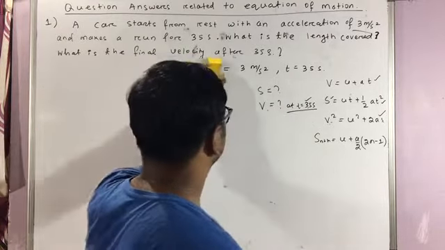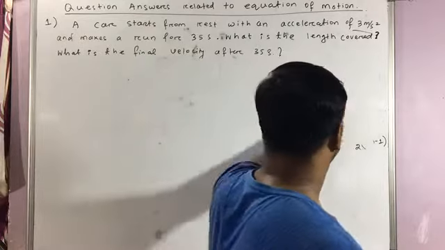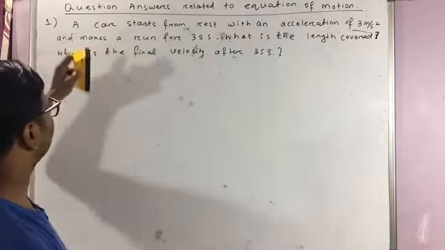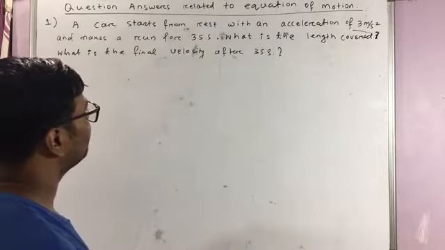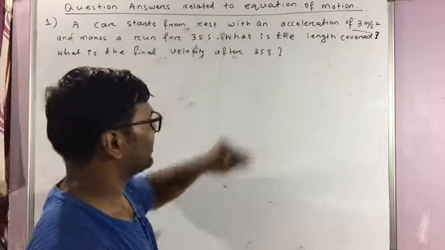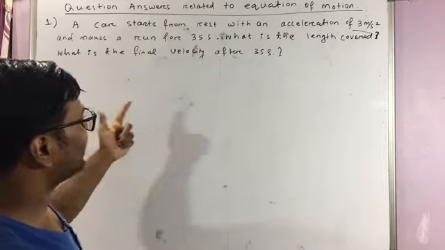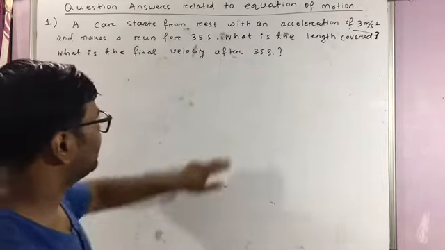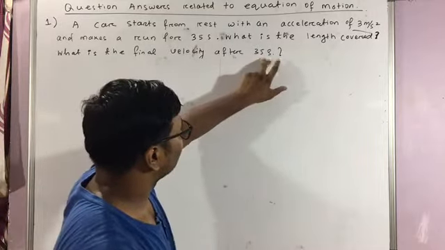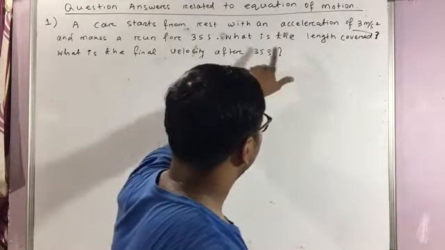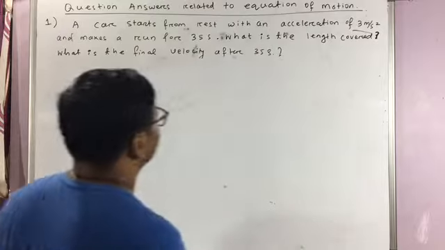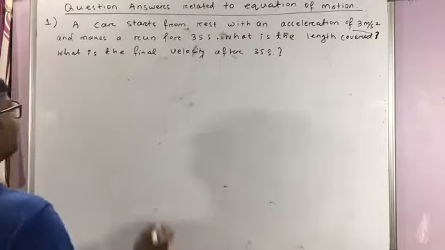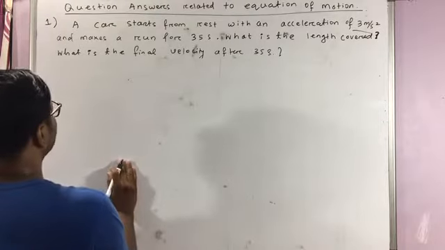The question is, if the driver applies the brake after 35 seconds, what is the distance covered for the car to come to a stop? Got it? That is the most important part here. That distance is called the stopping distance.